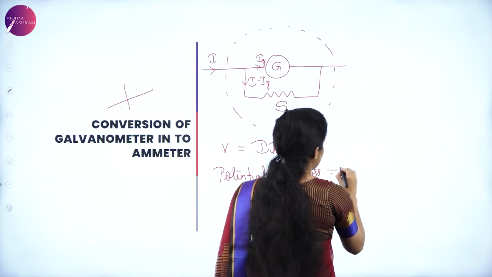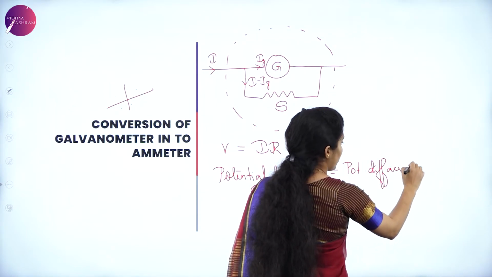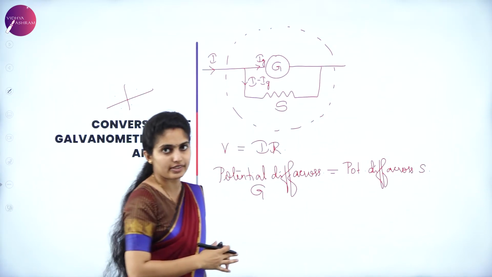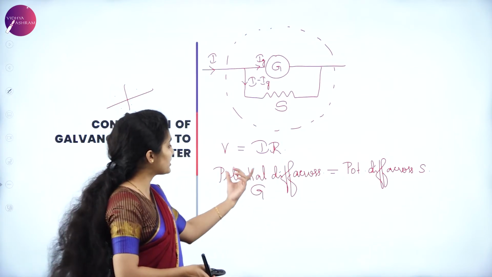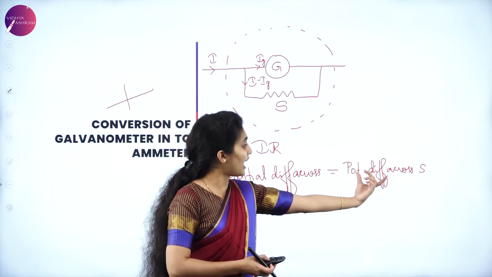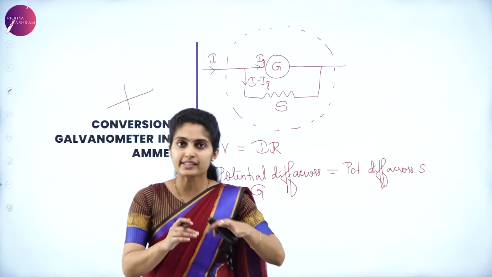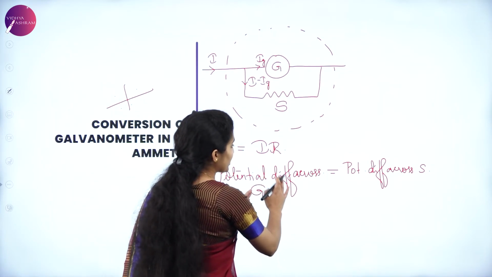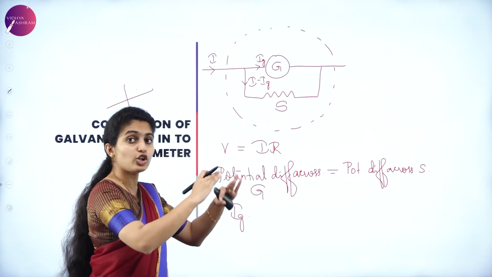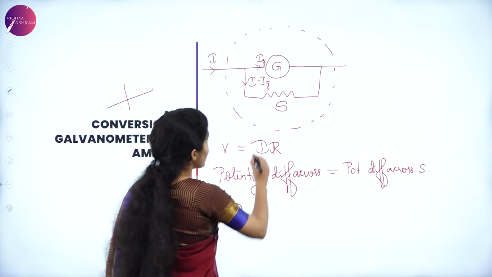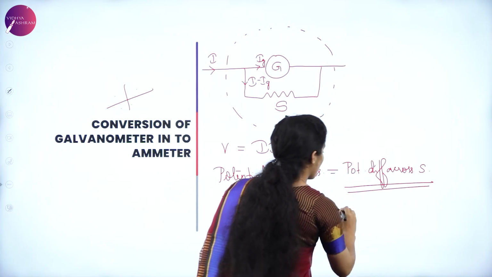Potential difference across G is equal to the potential difference across the shunt resistance. Okay, so there are two resistances, G as well as S. So the potential difference in the case of the galvanometer and the shunt resistance: potential means V, so V is equal to IR. Through the galvanometer, what is the current flowing? Ig. And what is the resistance? According to Ohm's law, V is equal to IR, and R is nothing but G itself. Okay. Next you have the potential across S.